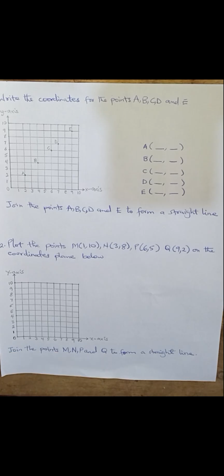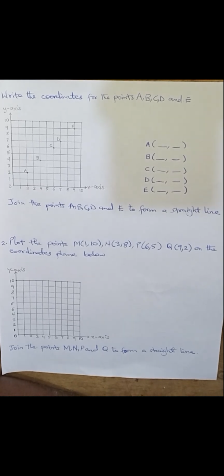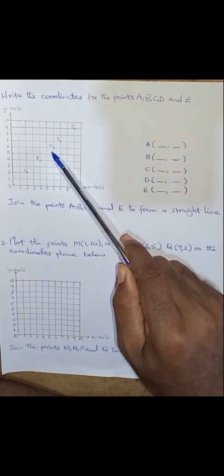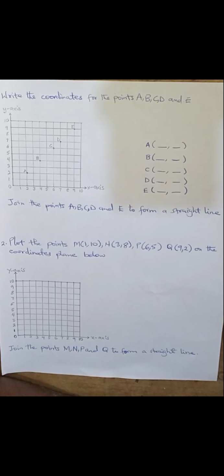I hope you find this topic interesting because it is very interesting indeed. We have some plotted points here that I would like you to help me write out the coordinates for. Are we clear? So the first question says, write the coordinates for the points A, B, C, D, and E. So these are the points A, B, C, D, and E. We have to write the coordinates for these points.